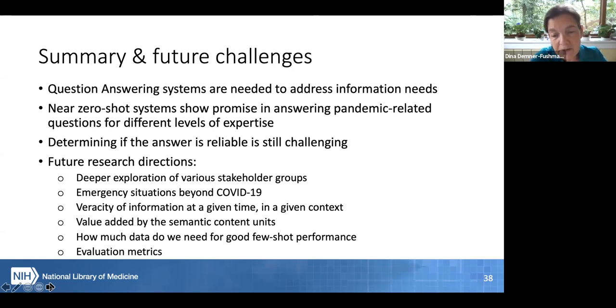We are still undecided on these nuggets. It was very hard to explain to the assessors what a nugget is and what the answer key should look like. Do they actually add value? Are there any trade-offs there? And we still don't know how much data we need for the fine-tuning for few-shot performance that we have seen with the University of Waterloo. And of course, the evaluation metrics are a perennial item of interest.